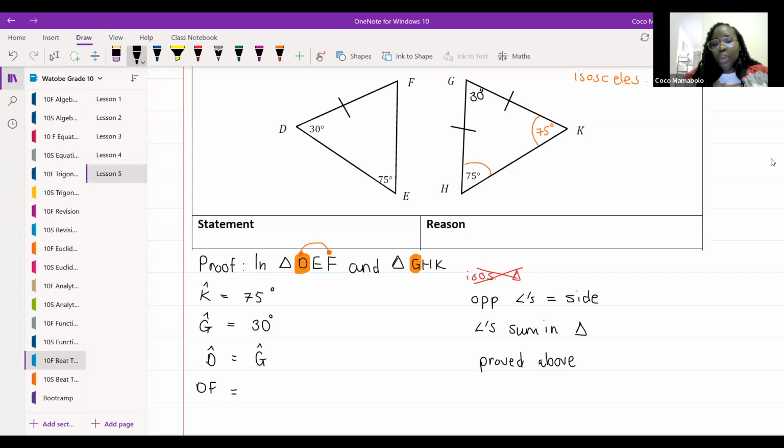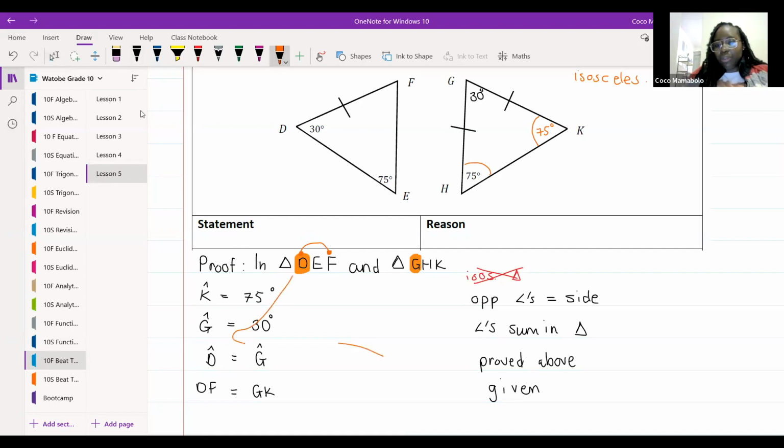GK. Beautifully done. Good. GK. What is our reason this time, Bongani? Given. It's given. Yes, that's it. Good. It's given. Beautifully done, my dude. Excellent stuff. All right. Very well done. Now we need one more reason, guys. We've got two reasons. What is our last reason going to be?